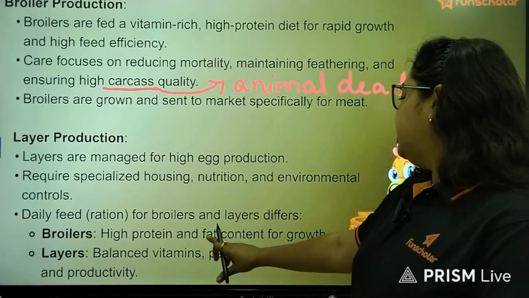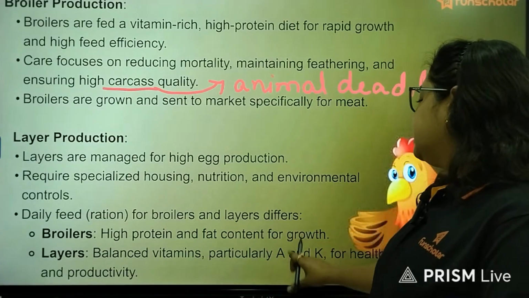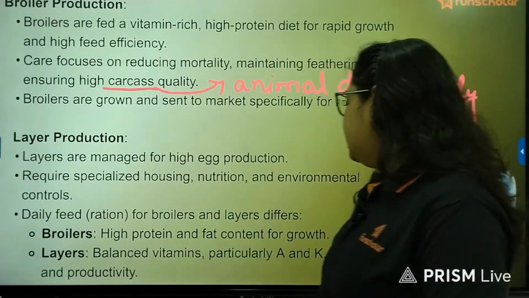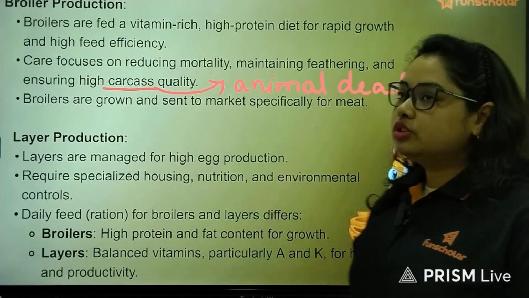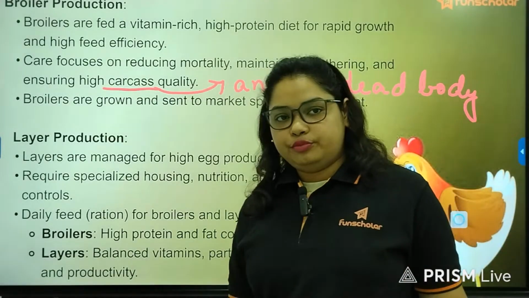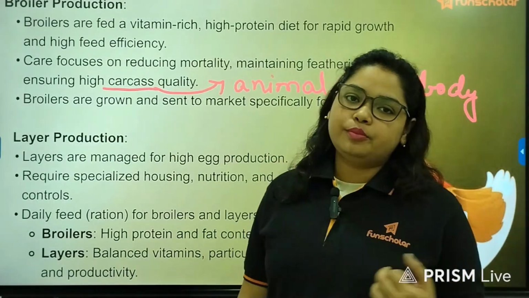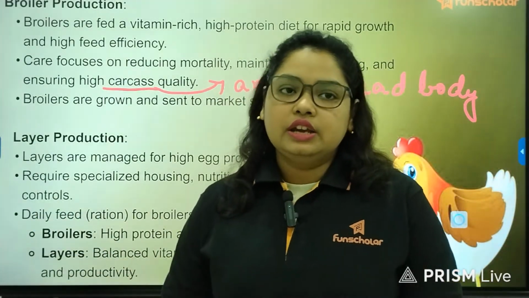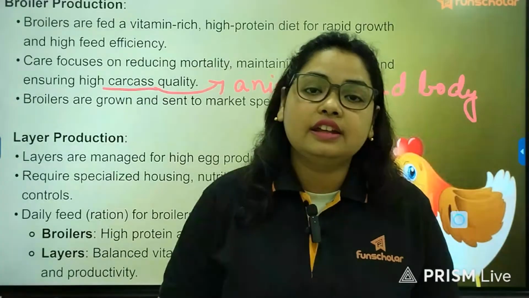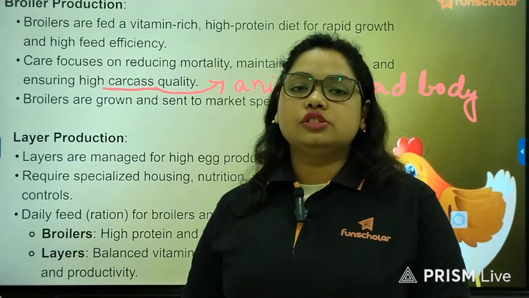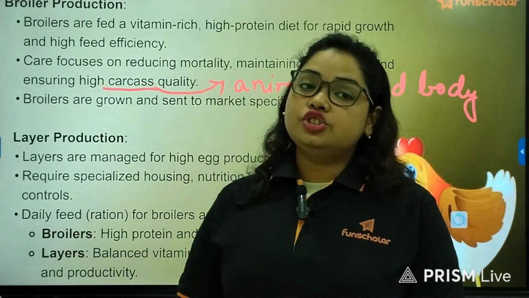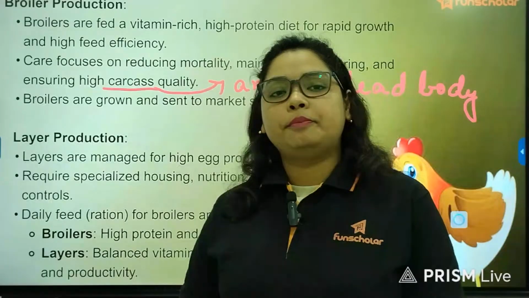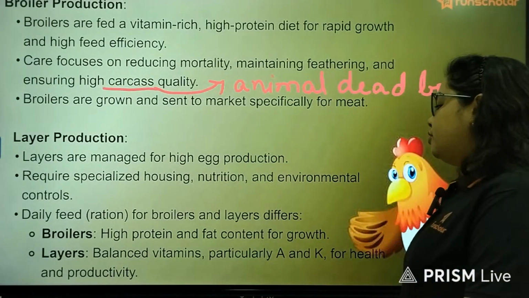Then in the daily feed, for broilers and layers, they are different, because for broilers we focus mainly on high protein and fat content, so that we know protein is the body building food. So if we provide the protein to the broilers, it will lead to the rapid growth of the body, and it will help to maintain the quality of the meat also, and repair the tissues from wear and tear as well as from the pathogen attack or diseases. So these all things are necessary for broilers.